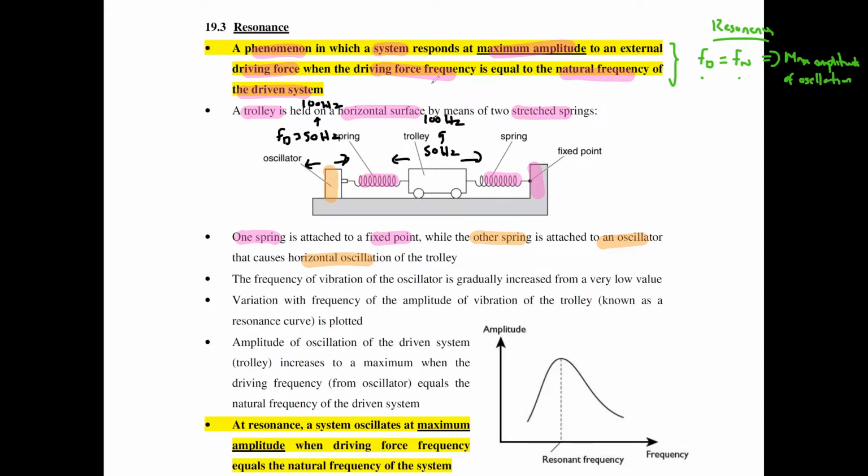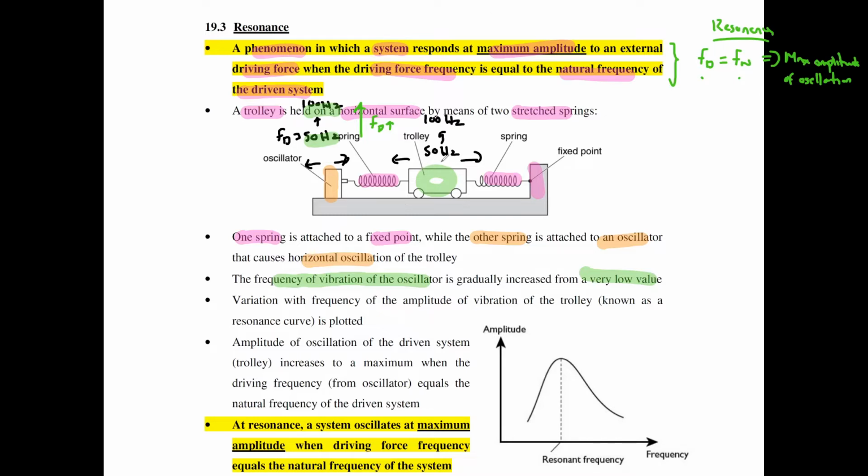Okay, so here what we're interested to know is what happens when we increase the driving frequency from a low value to a high value. Say we want to increase the driving frequency. So what we do now is that we increase the frequency of vibration of the oscillator from a very low value, and then from there we want to see how the trolley oscillates. Specifically, we want to find out the amplitude of oscillation.